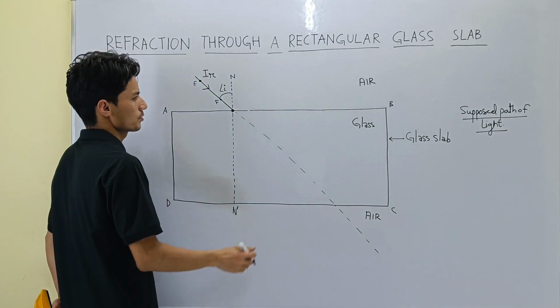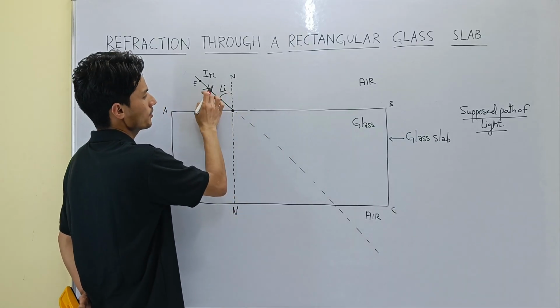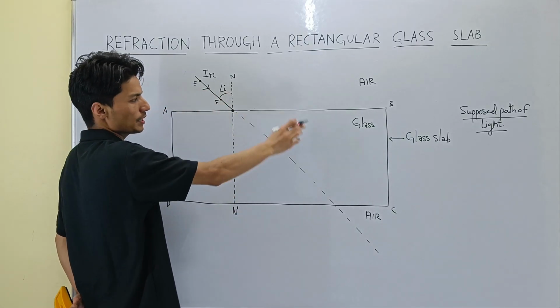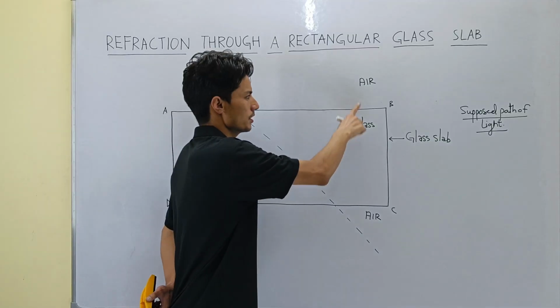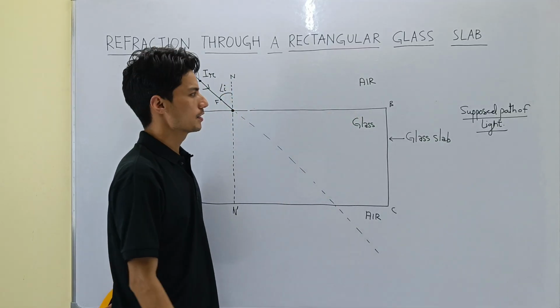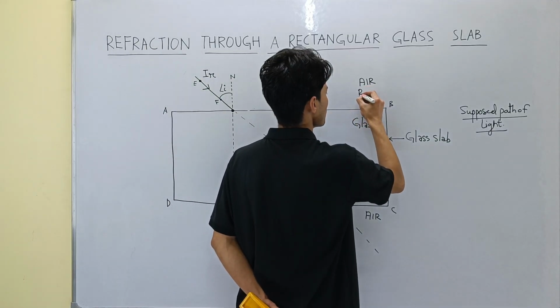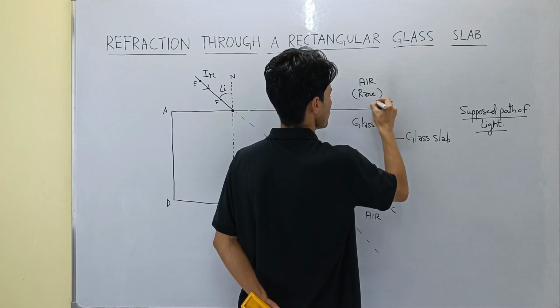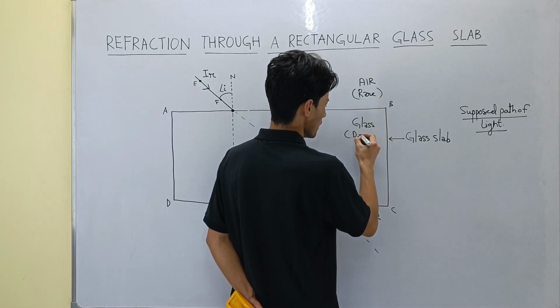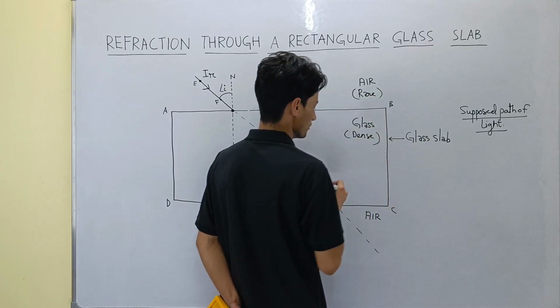Okay, so we are here right now. The incident ray is in this medium, air. What type of medium is air compared to glass? Is it a rare medium or a dense medium? Air is a rare medium. This is a rare medium. And what is glass? Glass is a dense medium.